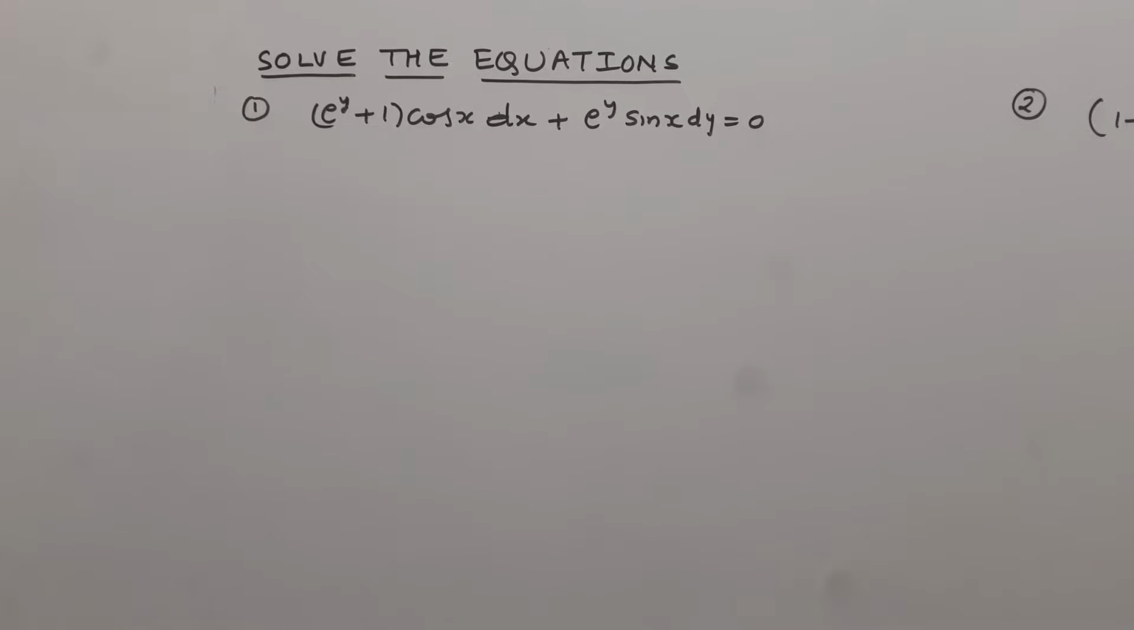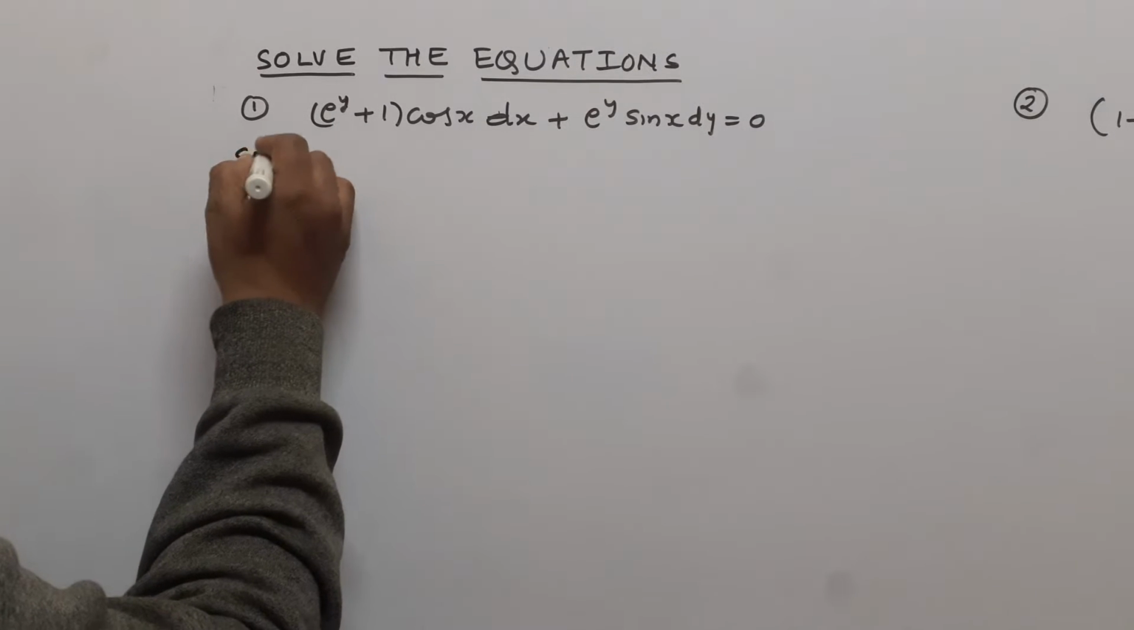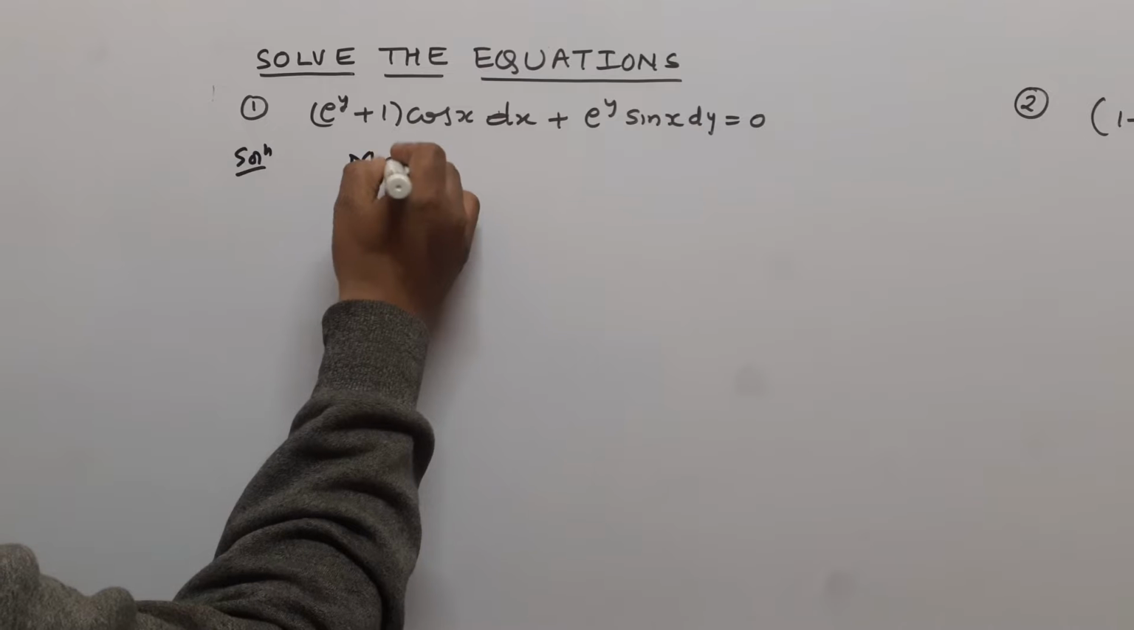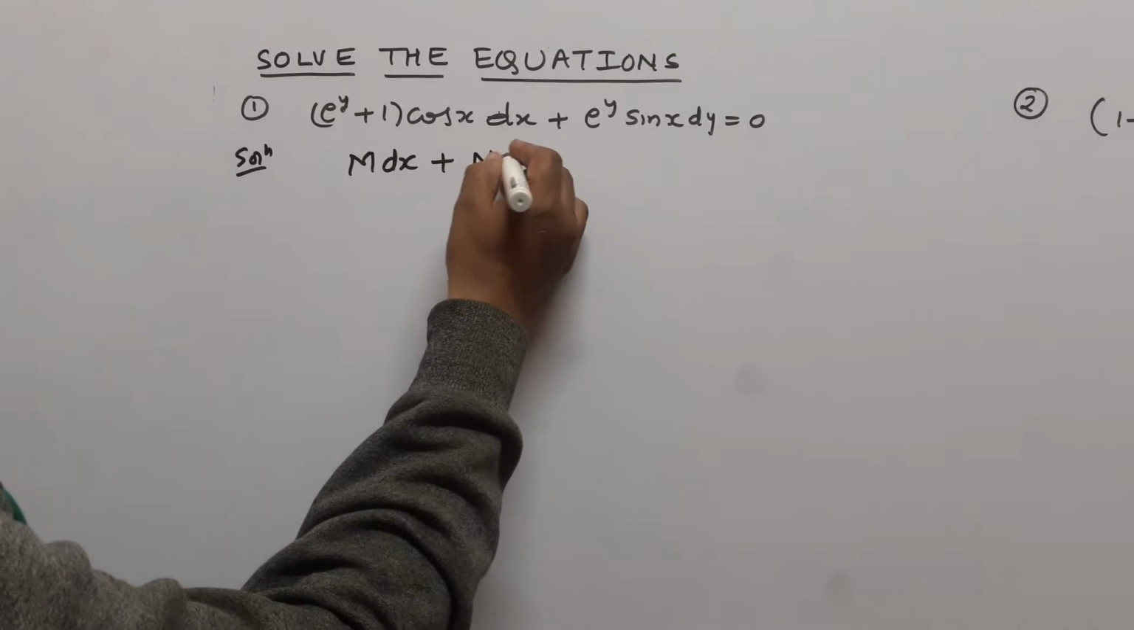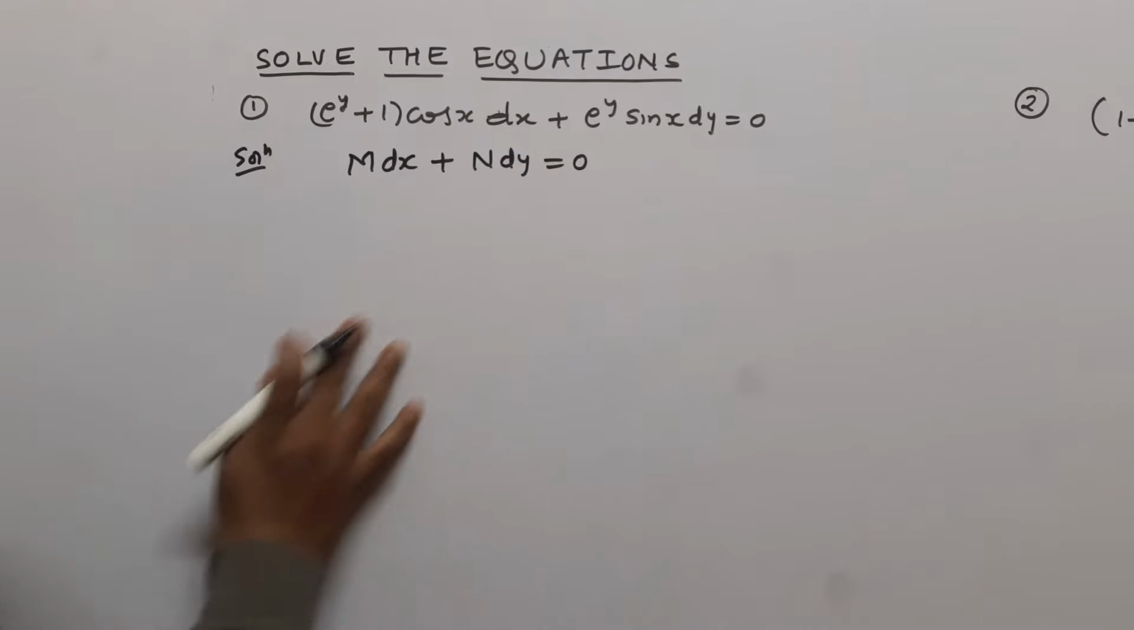Solve the equation e to the power y plus 1 multiplied by cos x dx plus e to the power y sin x dy is equal to 0. So first we compare the given equation with M dx plus N dy is equal to 0.